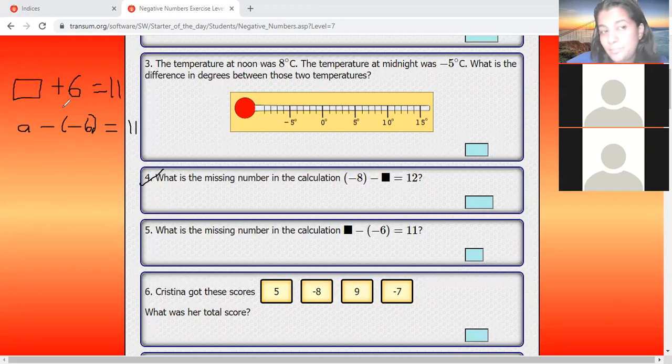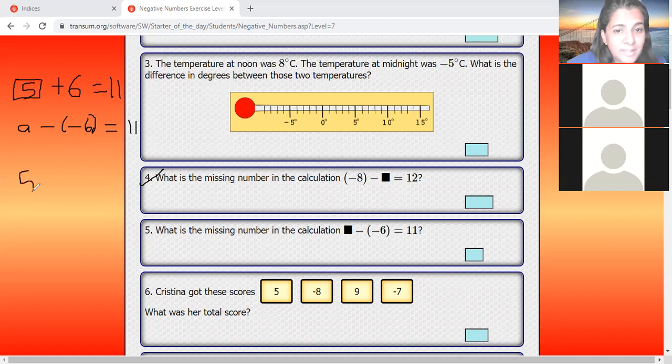Come on, guys. That's pretty simple, right? What would that be then? You see what happened here? I opened up the negative. Negative and negative is what? Positive. So something plus 6 is 11. What is that something? 11 minus 6. Then you will get the answer, which is? 5. All right, that's correct.